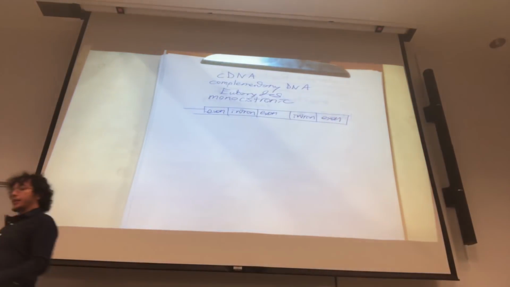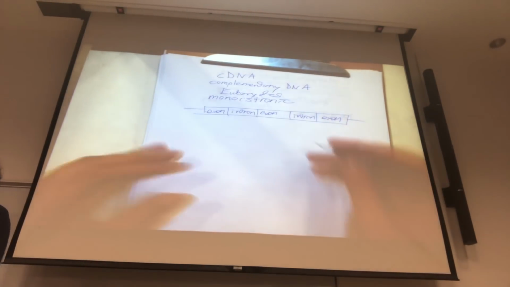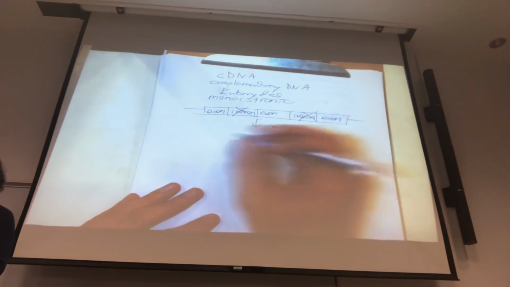Yep, good. So there are introns and exons on this mRNA. In eukaryotes, in order to fully transcribe this, we splice out the introns and we have our exons.